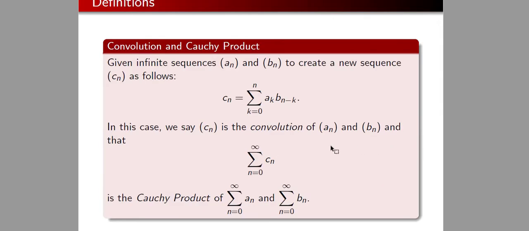Now, we say that c_n is a convolution. This new sequence, c_n, is a convolution of the sequences a_n and b_n, and if we take the sum of the series n equals 0 to infinity of c_n, that is the Cauchy product of the two series, the sum n equals 0 to infinity of a_n and the sum n equals 0 to infinity of b_n. Okay, so we've defined the Cauchy product of two infinite series.